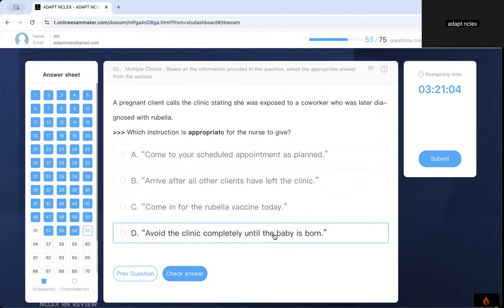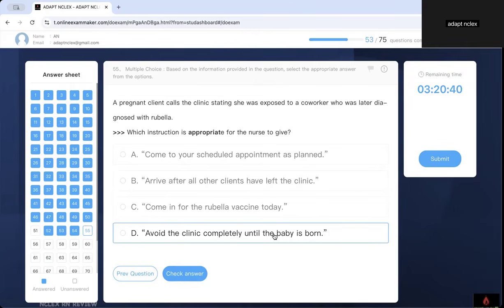A pregnant client called the clinic and she was exposed to a coworker who was later diagnosed with rubella. The pregnant lady has been exposed to rubella. We are in trouble, and she called. Which instruction is appropriate for the nurse to give? Hey, I think I'm exposed to rubella. And they call the clinic. What do you want to do?